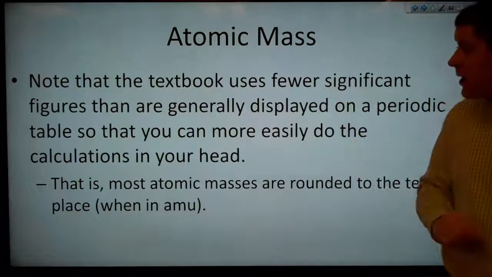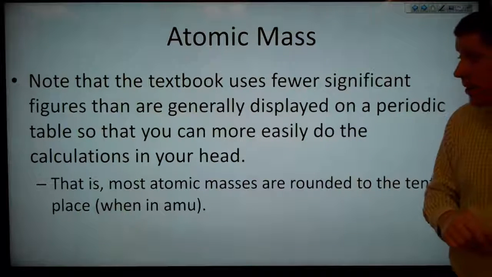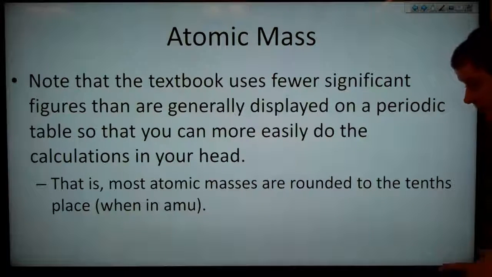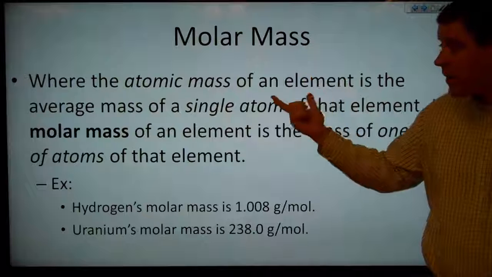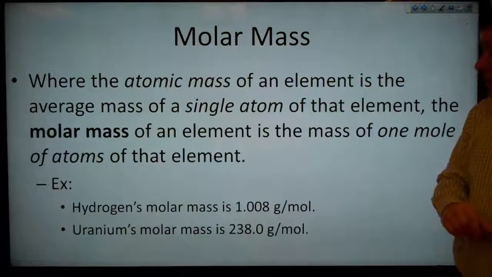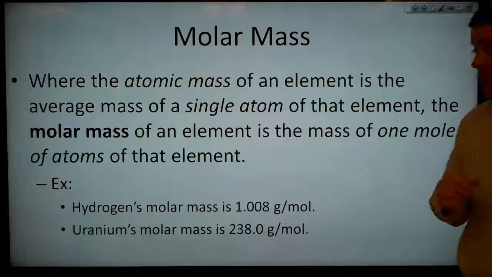Note that the textbook uses fewer significant figures than are generally displayed on a periodic table, so you can more easily do the calculations in your head. That is, most atomic masses are rounded to the 10th place when in AMU, where the atomic mass of an element is the average mass of a single atom of that element. The molar mass of an element is the mass of 1 mole of atoms of that element.